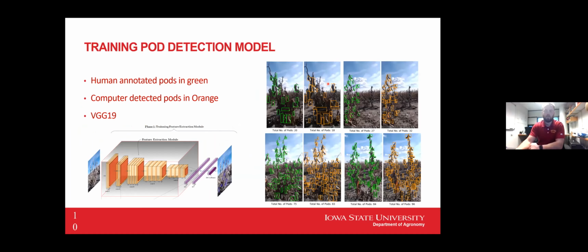Now we're getting into the first part of the model, the training and pod detection model. What you see here in green are the human rater annotations. What that means is that myself and other members of our team went through and manually drew boxes around every single pod that they saw in an image.